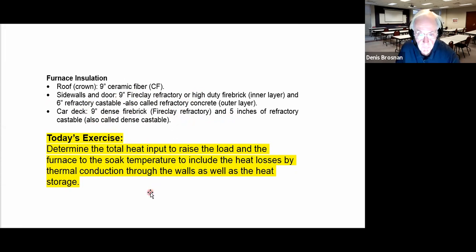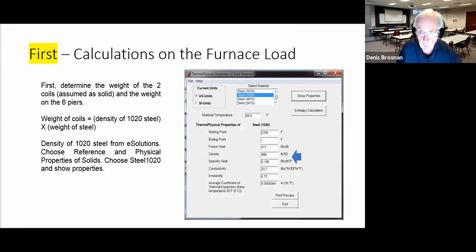So today's job is to determine the total heat input to raise the load in the furnace to the soak temperature and include the heat losses by thermal conduction through the walls as well as thermal storage. We are not in this particular example including any flue losses. We know a real furnace has to have a flue, but we just wanted to make it as simple as possible at this point. So we're going to start with the calculations on the furnace load.